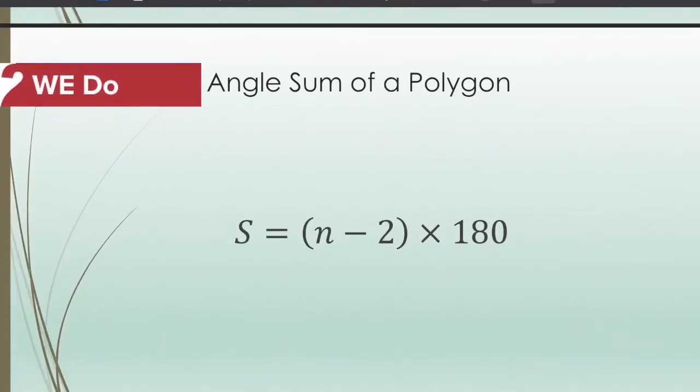So this is the formula that we need to use. I want you to write this down. And I'm going to tell you what the things mean. N is the number of sides. And then S will be the angle sum.